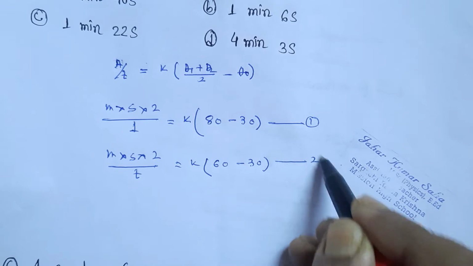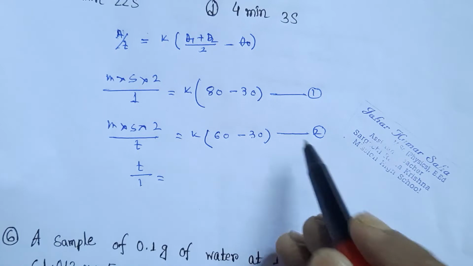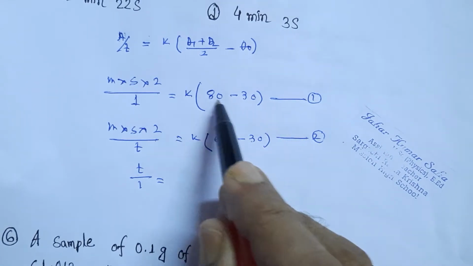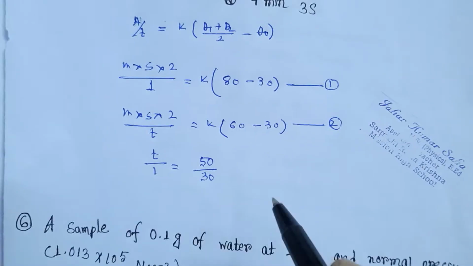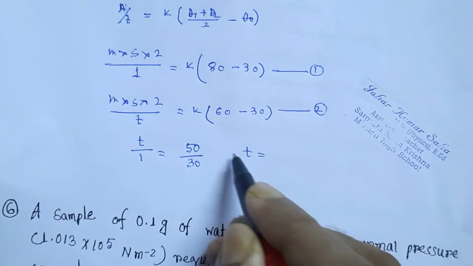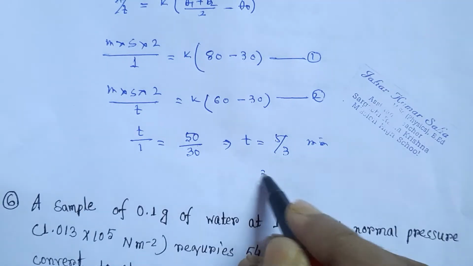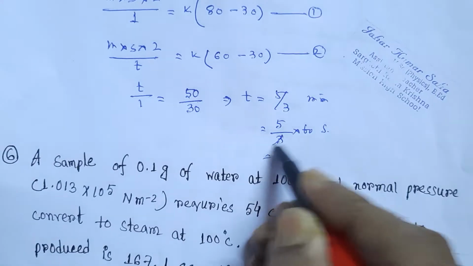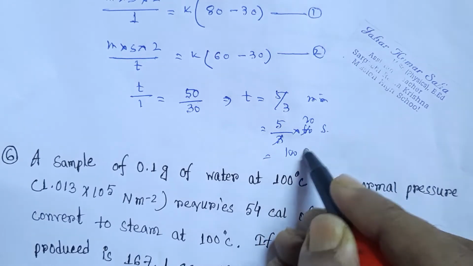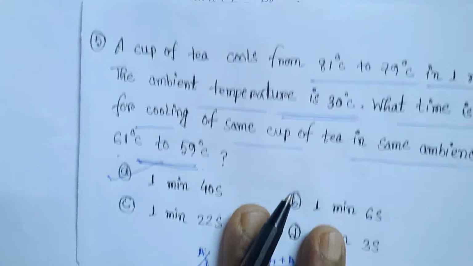Dividing equation 1 by equation 2, we get t by 1 equals, what is this? This is 50 by 30 minutes. So t equals 5 by 3 minute. That is 5 by 3 into 60 seconds, that is 100 seconds, 1 minute 40 seconds. So the correct answer is 1 minute 40 seconds. So the answer of question number 5 is A.